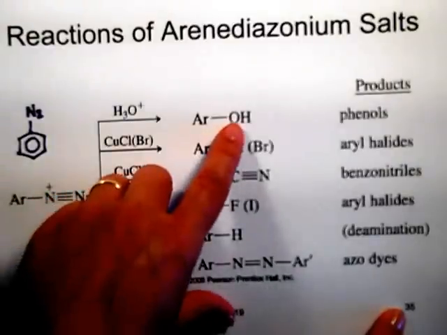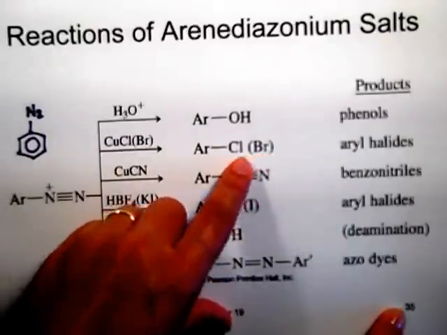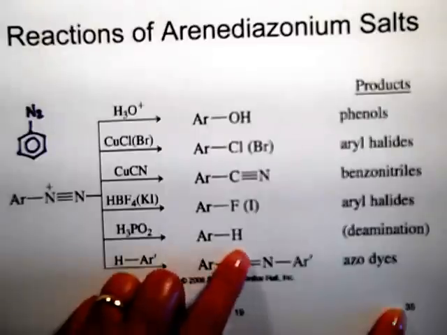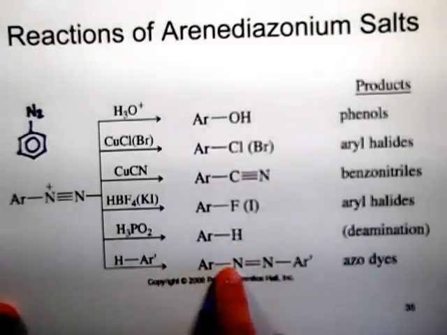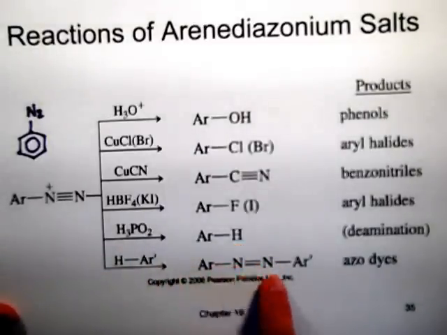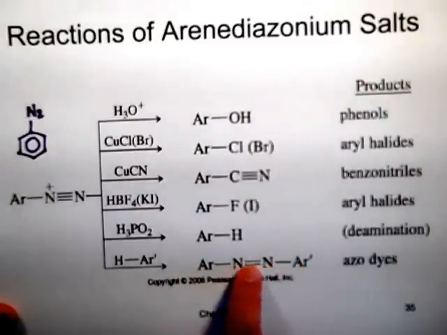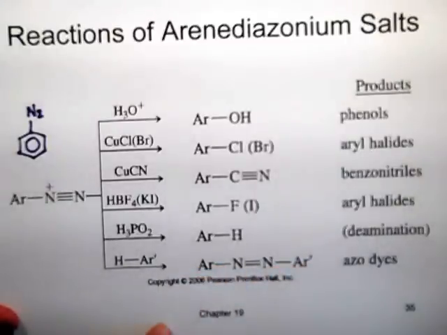I can substitute it for different things, like for an OH, for a halide, for a cyanide. If you want a fluoride or an iodide in there, you can do it. If you want to put back a hydrogen, you could do it. Or if you want to actually put two rings together, joining them by the nitrogen, this would be to make dyes in here. So all these reactions can be done.